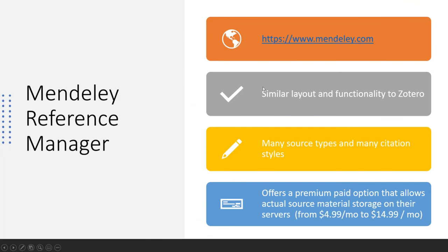So Mendeley does a lot of the same things as Zotero. Some people might like it a little better, but it's at mendeley.com. Very similar layout and functionality, many source types and citation styles. There is an actual paid option for Mendeley at various price points per month, but you can actually save your source material, your articles, on their servers. So it's almost a cloud solution as well.